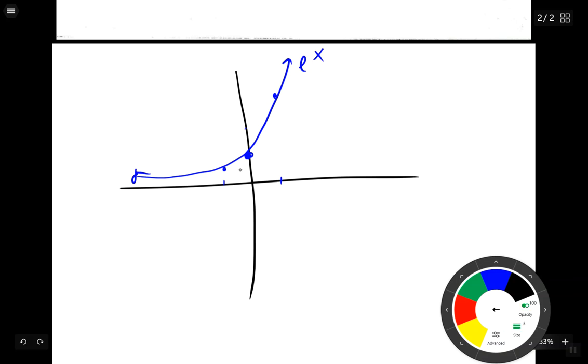Well, guess what? For inverses, we go across the line y equals x, right? What does natural log look like? I'm about to do that right now. Funny that you should ask. Here we go. Here's natural log.